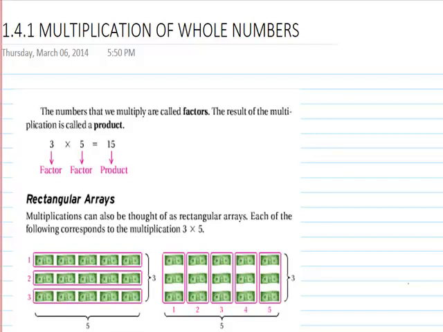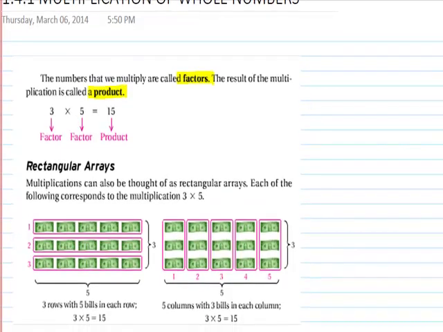All right, we're going to continue working with our whole numbers. We have added and subtracted, and now we're going to multiply. And the vocabulary that we need, the numbers that we multiply together are called factors, and the result of a multiplication is called a product. So the product of factors is the answer to a multiplication problem.